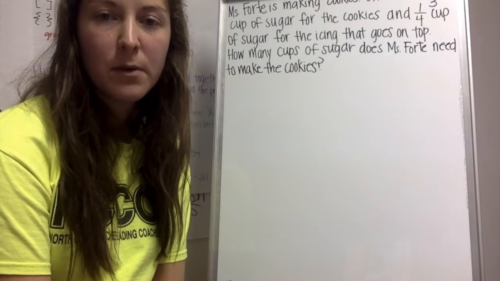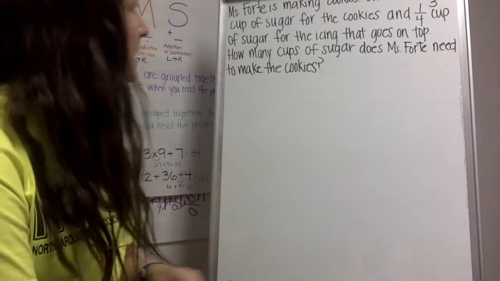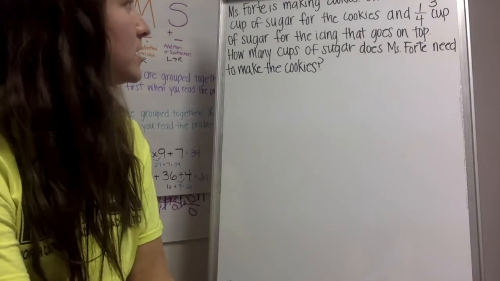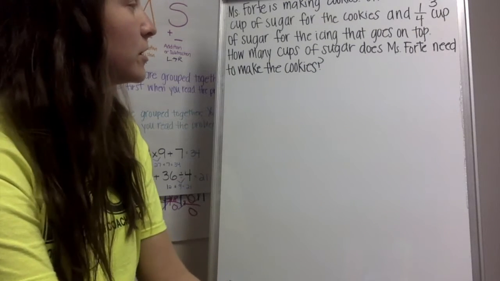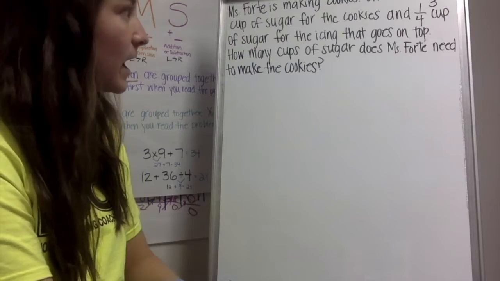So the next problem that we're going to do says, Miss Forte is making cookies. She needs 2/3 cup of sugar for the cookies and 1/4 cup of sugar for the icing that goes on top.